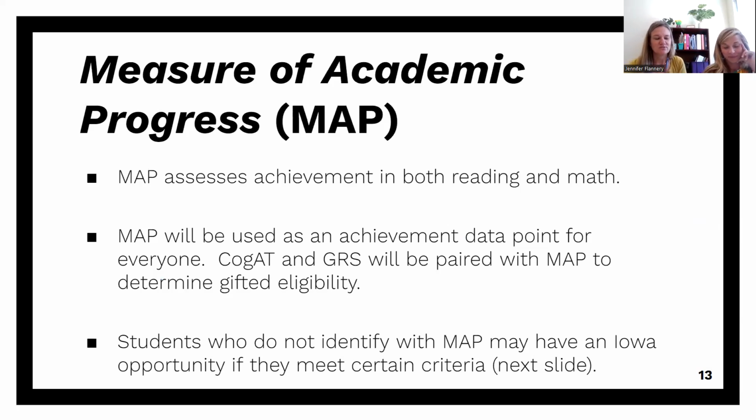Another assessment that we use is the Measure of Academic Progress, or the MAPS. You should be pretty familiar with the MAPS test. All of the younger grades have already taken them. The MAP assesses achievement in both reading and math. The MAP will be used as our achievement data point for everyone. So the COGAT and the GRS are paired with the MAPS to determine gifted eligibility. The students that do not identify with MAP scores may have an Iowa opportunity if they meet certain criteria.